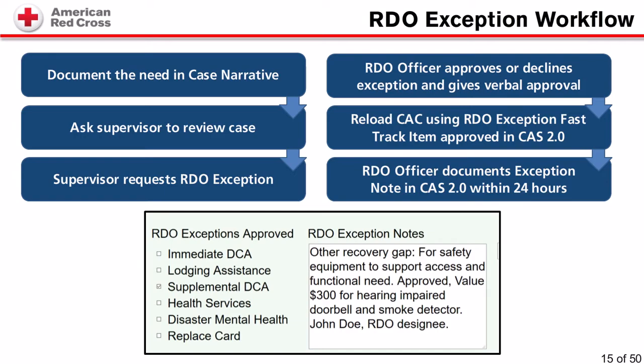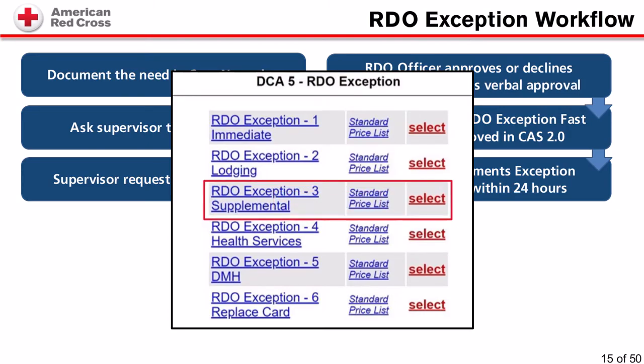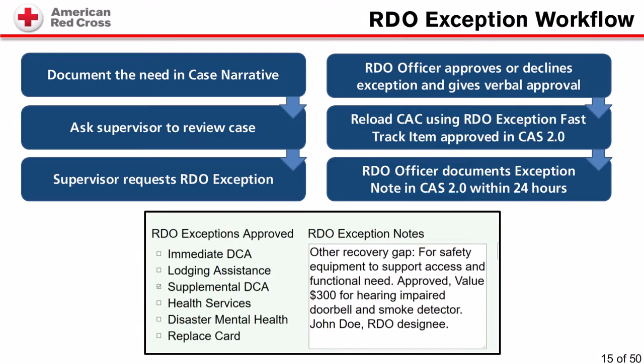When approved, you can load the client's card using the RDO Exception Fast-Tracked Item DCA 5 RDO Exception, and then select RDO Exception 3, Supplemental, and enter the approved amount. The RDO will then document the decision along with a RDO exception note and check which RDO exception was requested and the approver's name in CAS 2.0 within 24 hours.